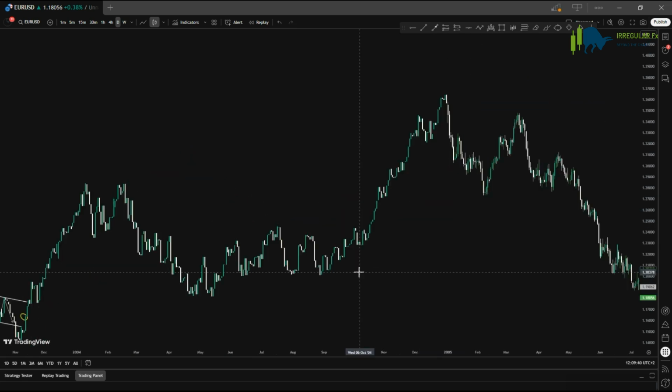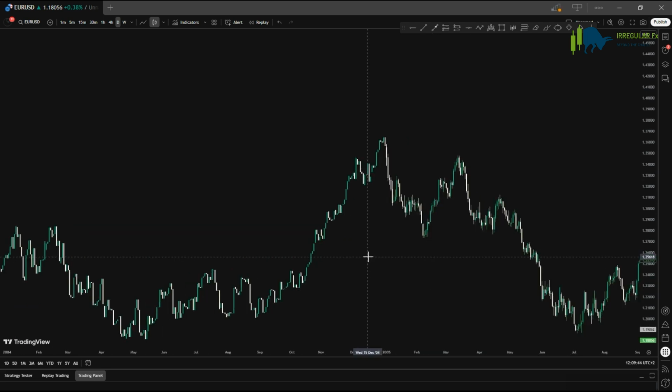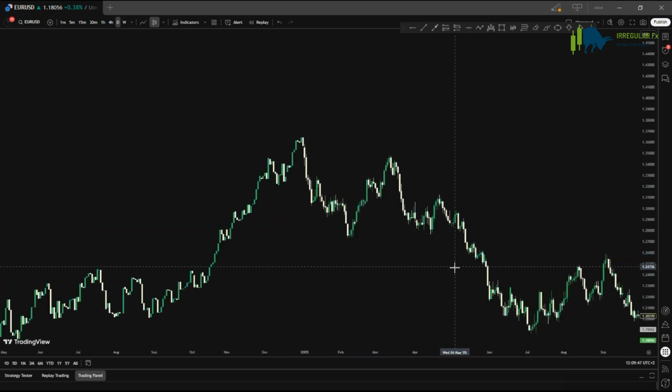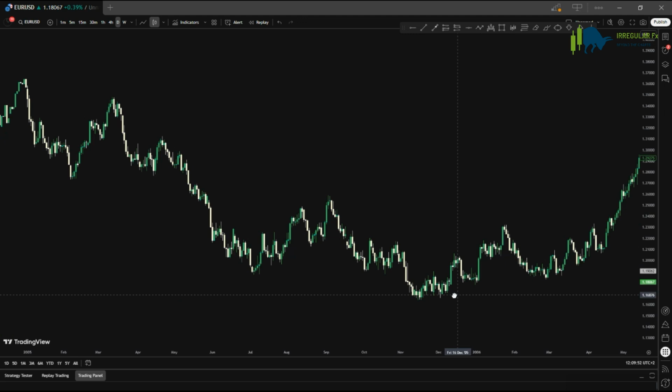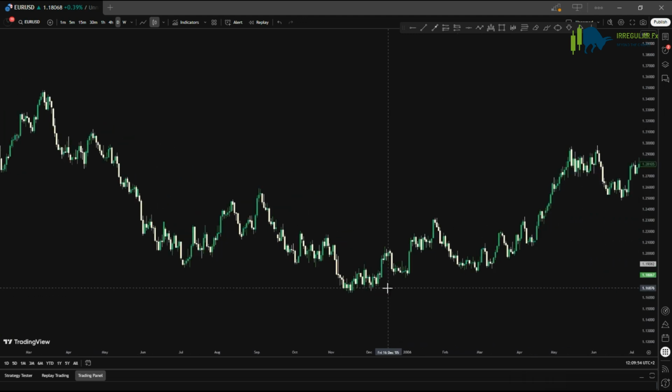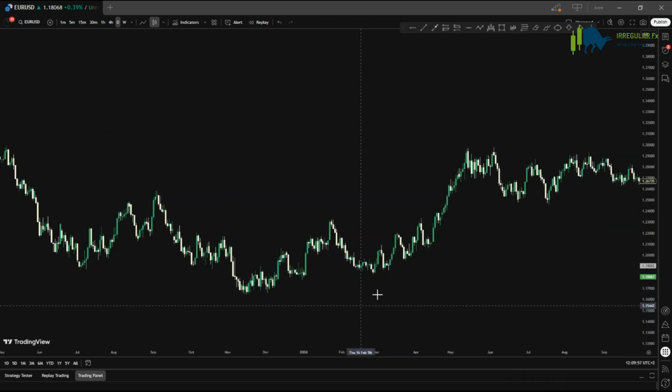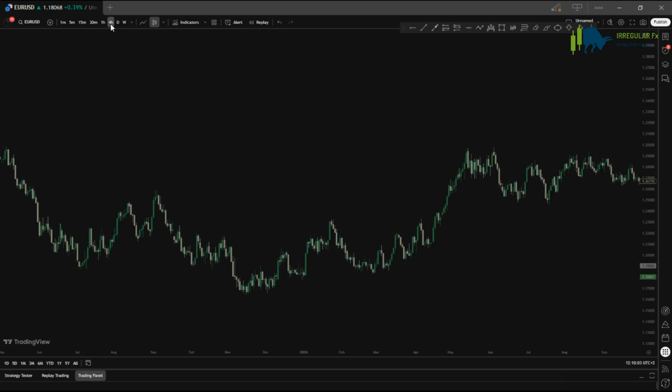Let's look for a clear one. Let's look for another clear one. Okay, seems like there are no more clear bullish continuation structures. Let's dive into the 4 hour, because I see patterns that just need to be zoomed out on the 4 hour.